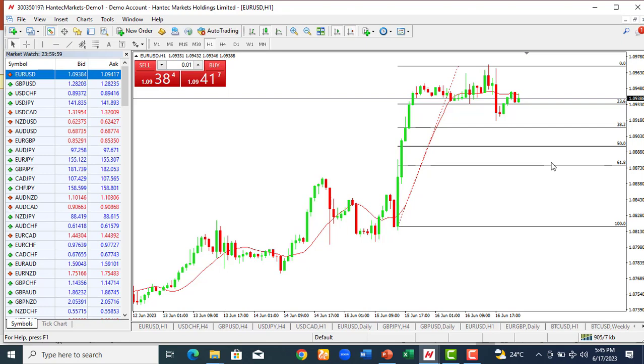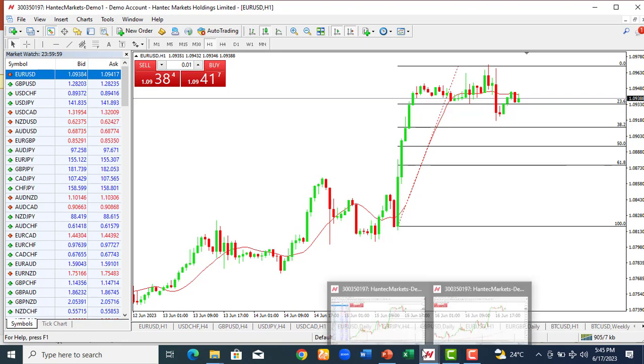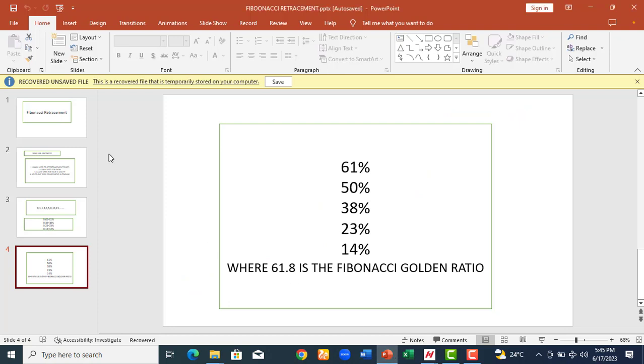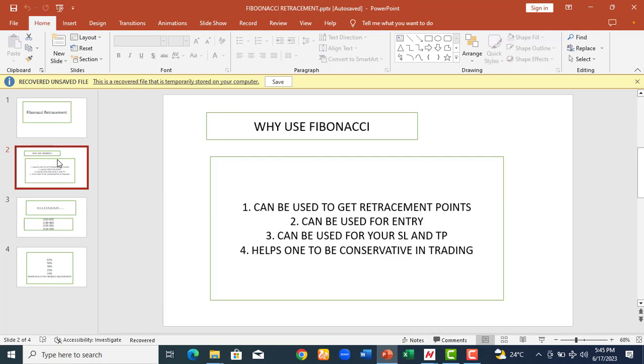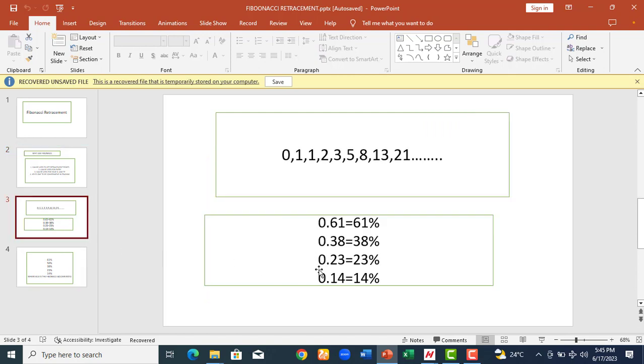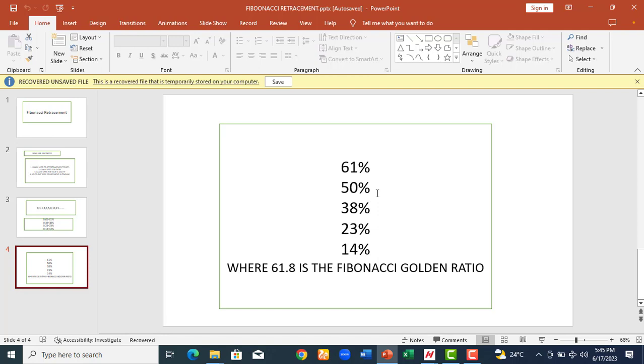So as a way to recap from what we've been doing, I started with the Fibonacci retracement. I went ahead to show why we need them: it can be used to get retracement points, just the way I showed you, it can be used for your entry in the market, it can be used for your SL and TP, and it helps one to become conservative in trading. I went ahead to show you how we arrived at 61.8%, 38.2%, 23.6%, and how we got 50%.